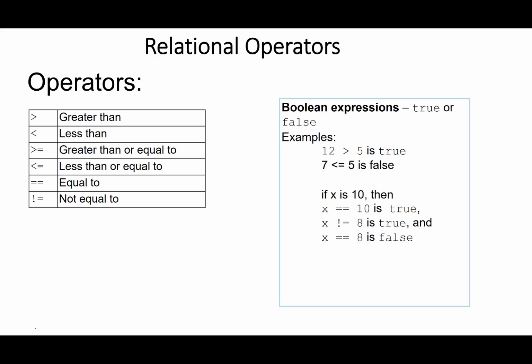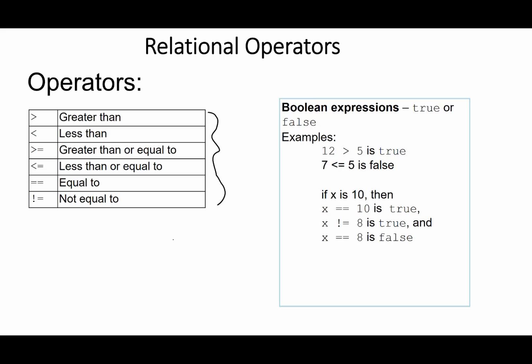As I already mentioned, computers are really good at comparing data. They're good at seeing if something falls within a certain range. And so we have these 6 operators that we can use to compare data. All of these operators are binary. What that means is they have 2 operands.